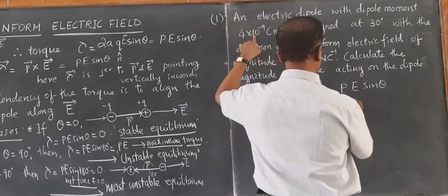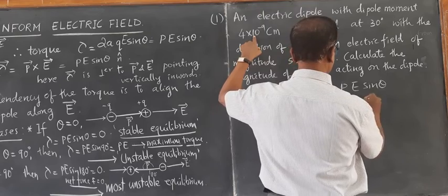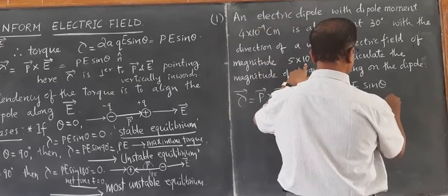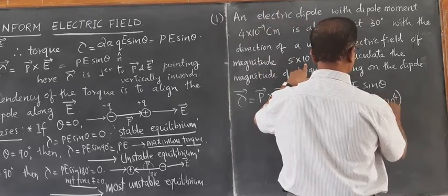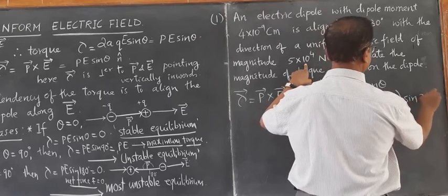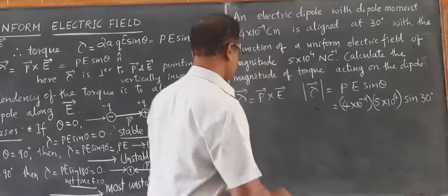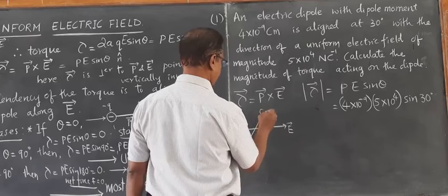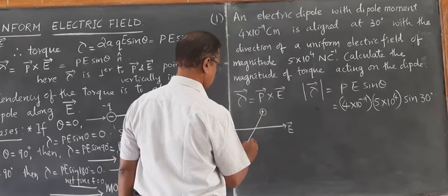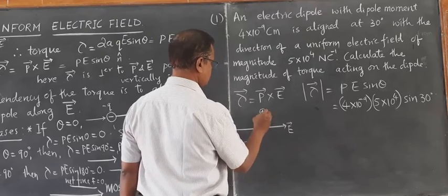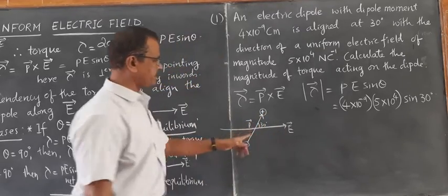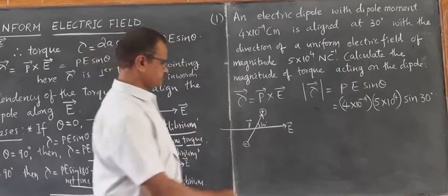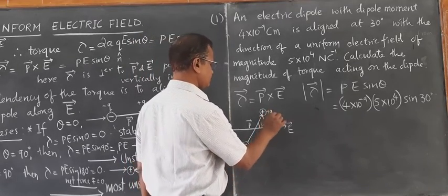So p is 4 into 10 raised to minus 9. Electric field is 5 into 10 to the power of 4 Newton per coulomb, into sin theta. The angle is 30 degrees. So if this is the electric field vector, this is the dipole moment vector, making an angle of 30 degrees with the electric field vector. So what is the torque experienced by the dipole? Minus Q, plus Q. Very simple.